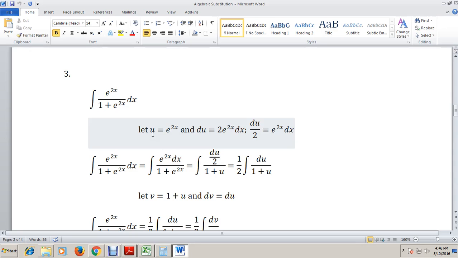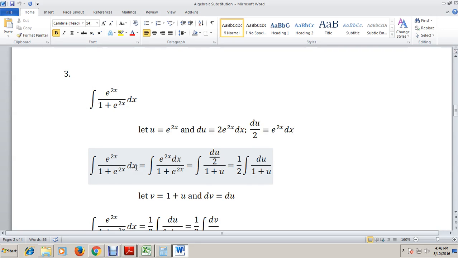Of course, if we're going to compute for du, remember your derivative for the form e raised to u. Derivative of e raised to u is e raised to u times the derivative of u. So this becomes e raised to 2x times the derivative of 2x, which is 2 dx. So that is why you have du equal to 2 e raised to 2x dx. Now, if we solve for e raised to 2x dx, which is our numerator, that would be du over 2.